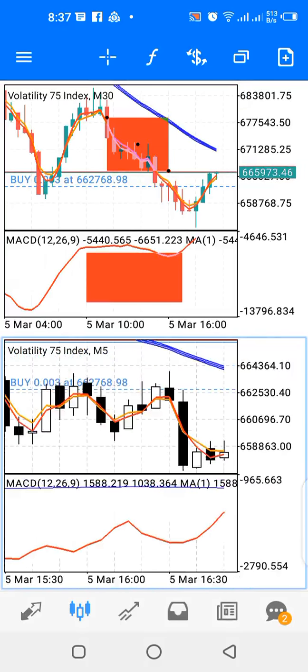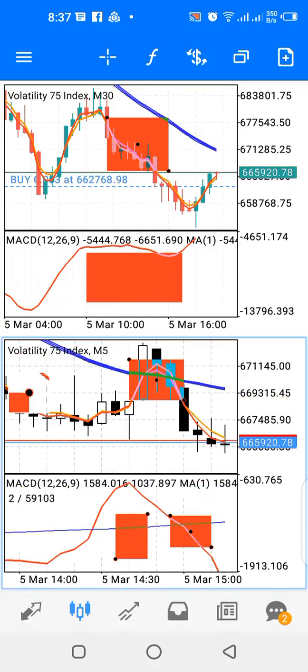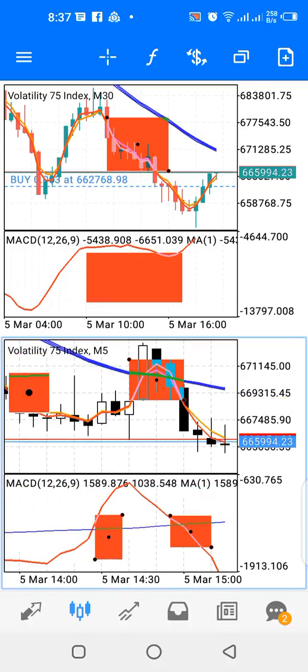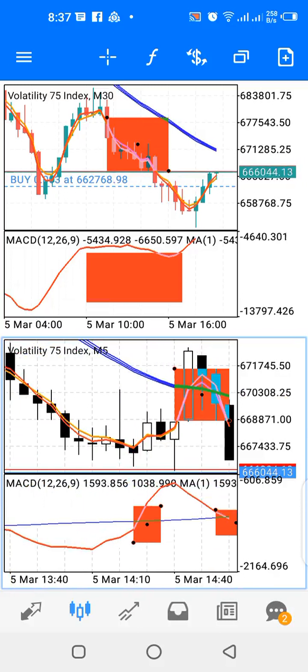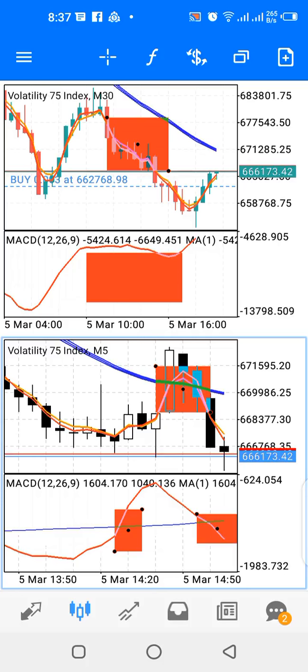So that's the way the strategy works. It's a very good strategy. Make sure you backtest it. Make sure you try it on a demo account before going live. Don't go live on a new strategy. Let me recapitulate on the way it works one more time.